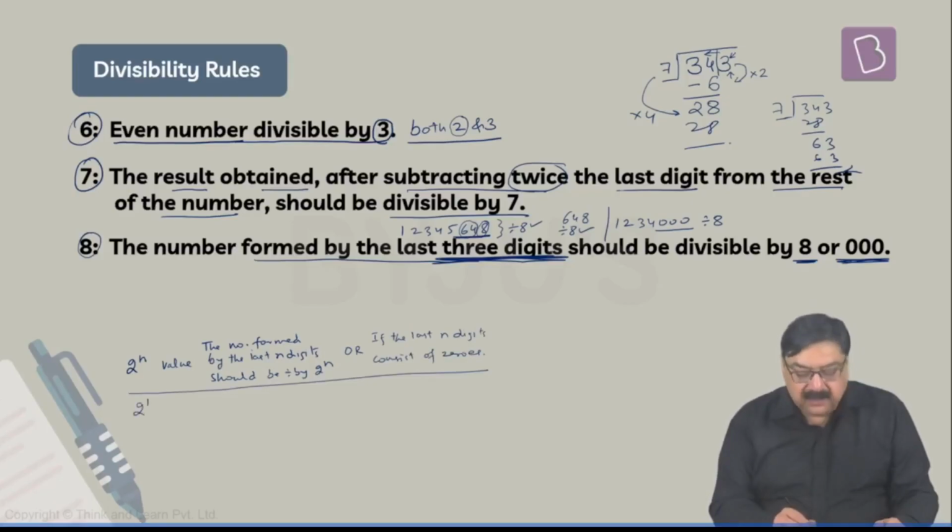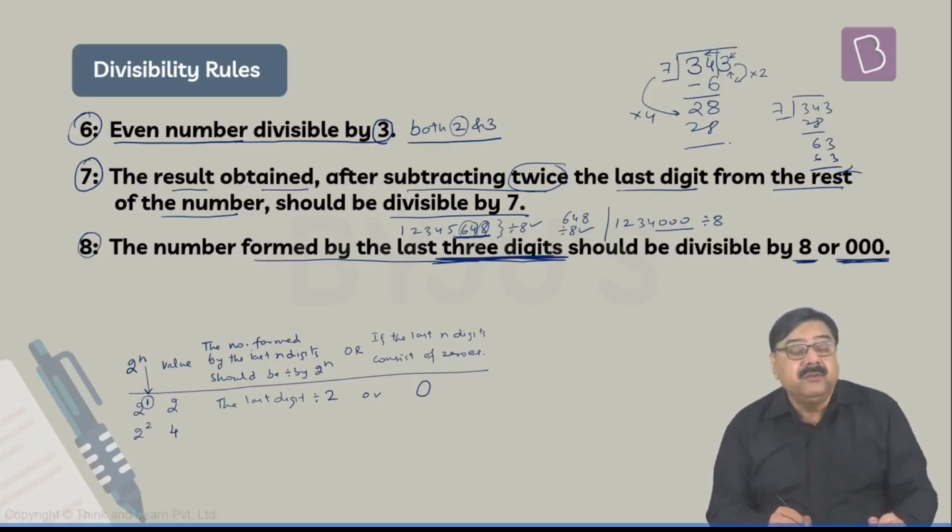Now 2 power 1, what is the value? The value is 2. Now what is the value of n here? The value of n here is 1. So the last digit should be divisible by 2 or should be 0. Now what about 2 power 2? The value is 4. So the divisibility rule for 4.